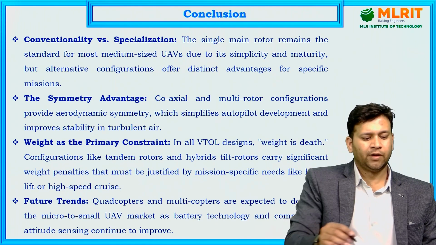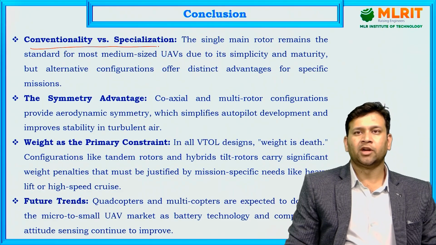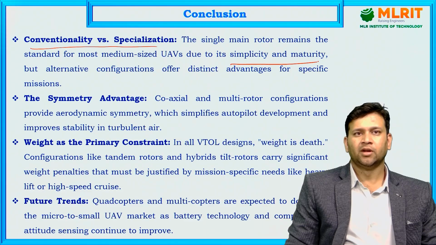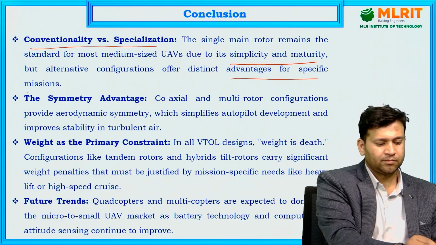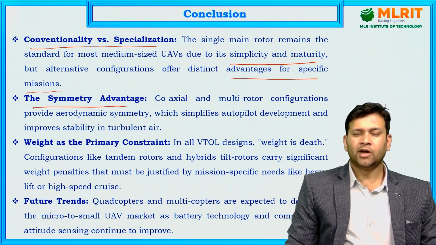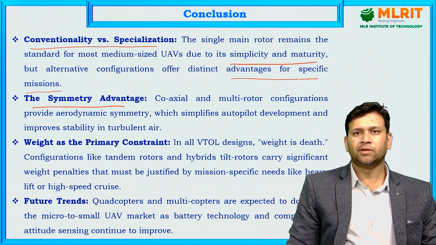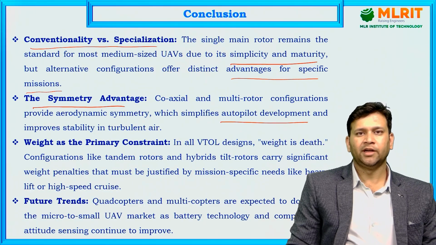Conclusion. When it comes to conventionality versus specialization, the single main rotor remains the standard for most medium-sized unmanned aerial vehicles due to its simplicity and maturity. But alternative configurations offer distinct advantages for specific missions. The symmetry advantage: co-axial and multi-rotor configurations provide aerodynamic symmetry, which simplifies autopilot development and improves stability in turbulent air.